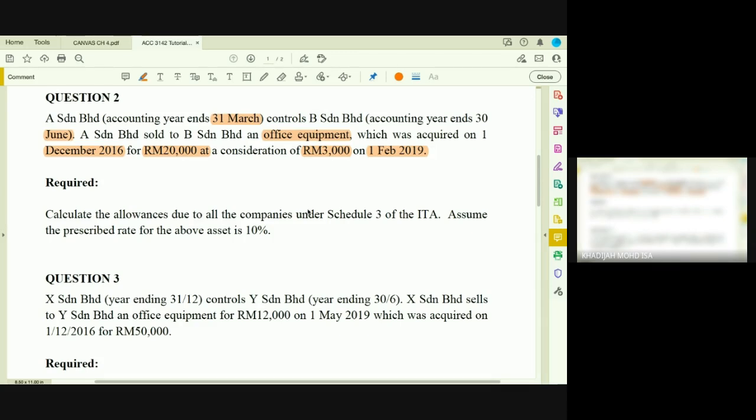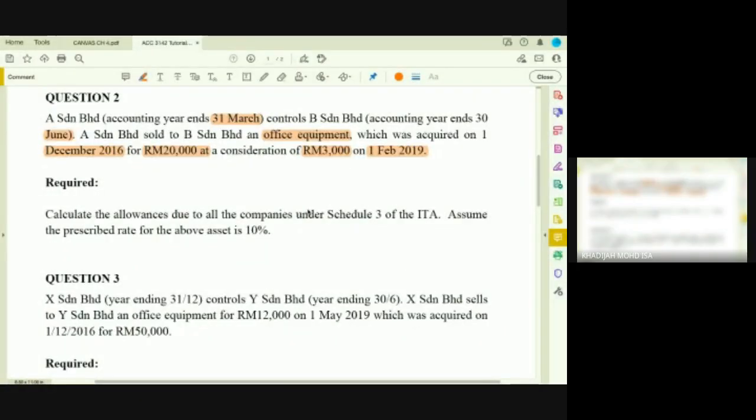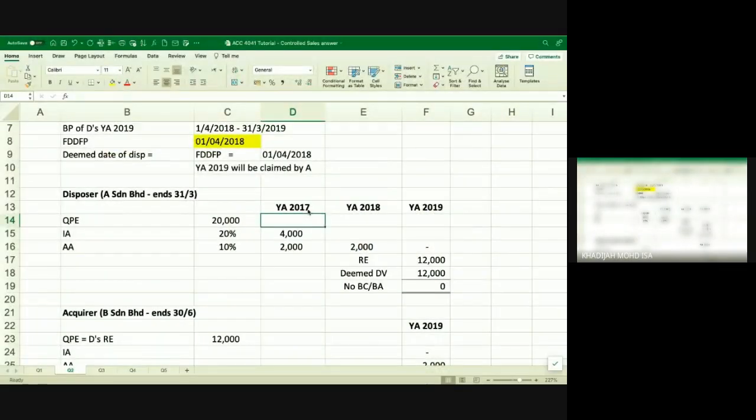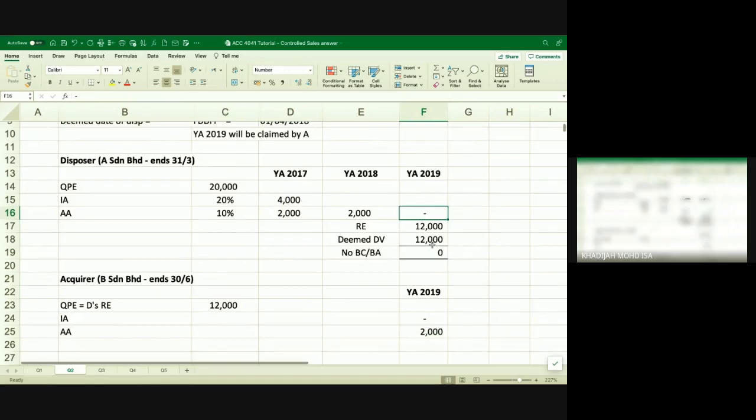Some students are confused because they see December 2016 and they make it YA 2016. But you have to look at the year end of the company. So be careful with that. If you start with 2016, then your computation will be all wrong. So in YA 2017 you claim IA and AA, then you claim 2018 AA. 2019 is the year of disposal, there's no claim.